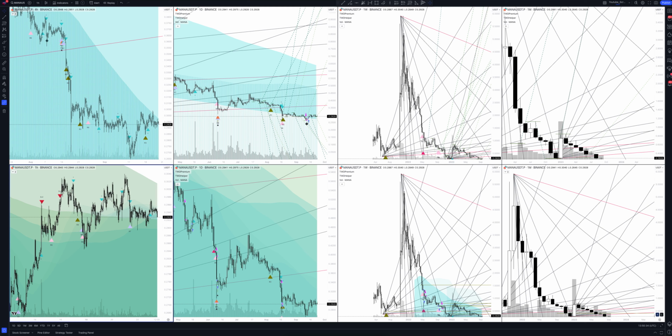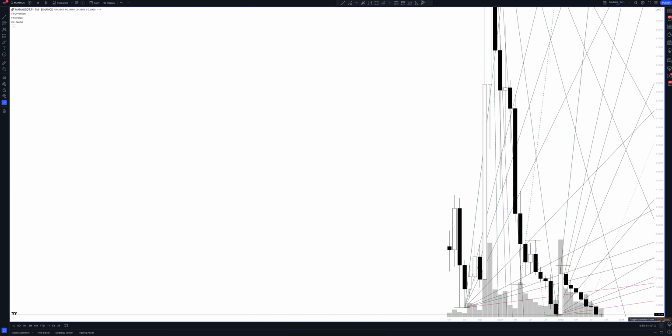Today we will take a look at Decentraland cryptocurrency. Let's analyze the market situation and find out how you can make money on it. Let's start. We always start our analysis from the global market.